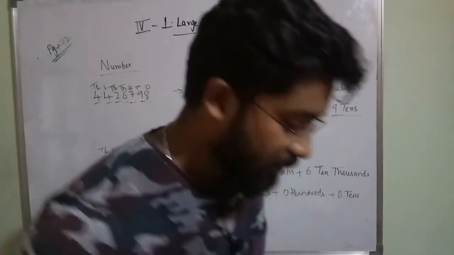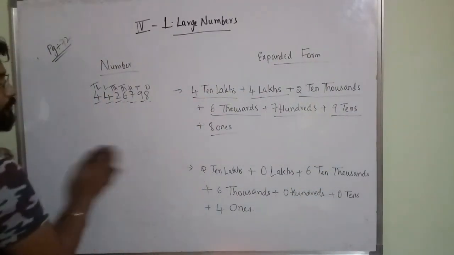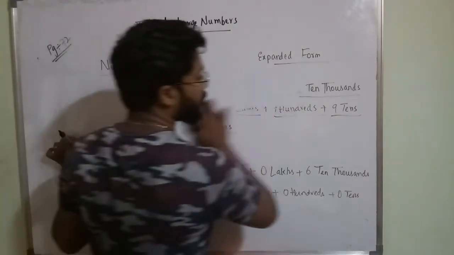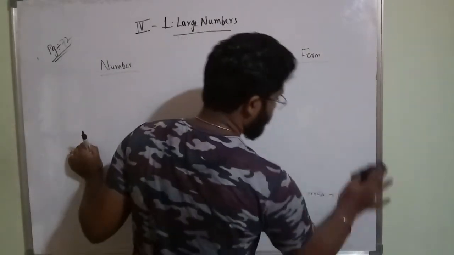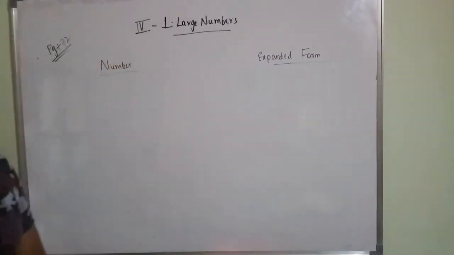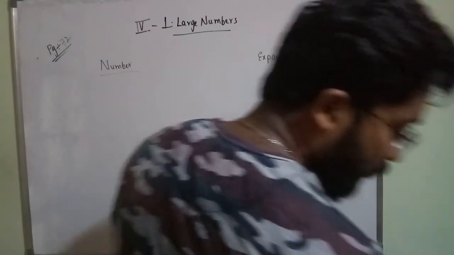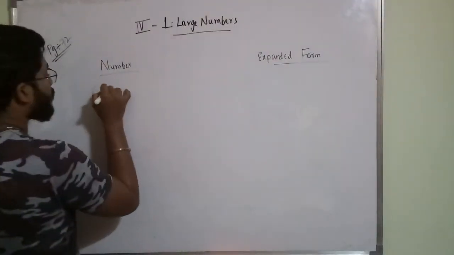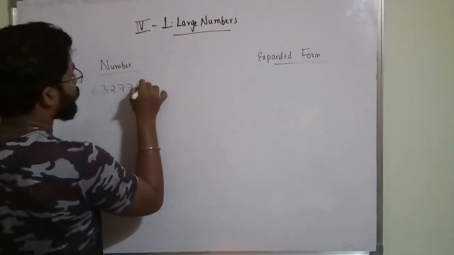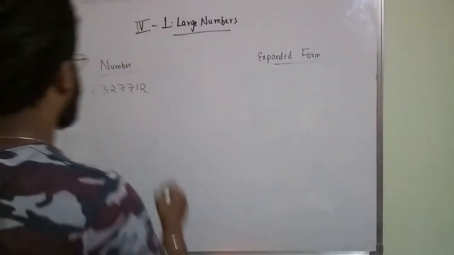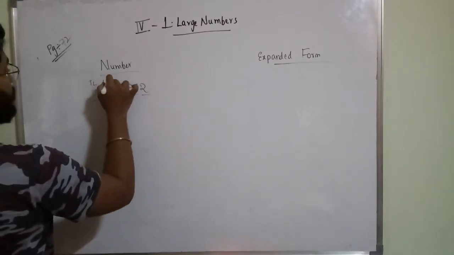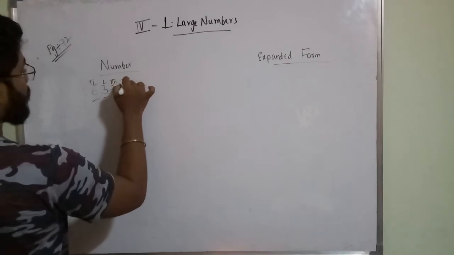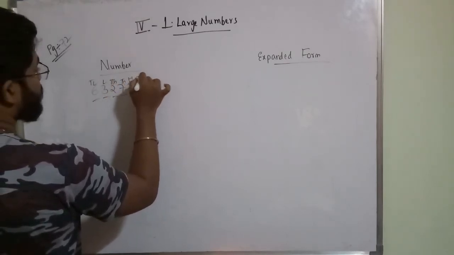Okay, what is the next number? Like that you have to understand; you have to divide them according to their respective places, then it will be very easy for you. So 632712. Clear? So how many digits are there? 1 2 3 4 5 6 7. 10 lakhs, lakhs, 10,000s, thousands, hundreds, tens, ones.